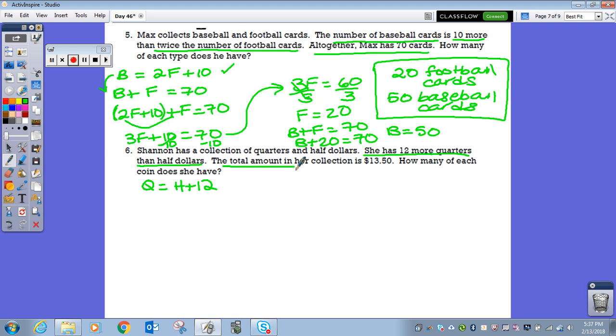Okay, the second sentence, the total amount in her collection is $13.50. That's going to create my second equation, right? So my total is $13.50. Okay, I'm not just going to write Q plus H like I did in the last problem, though. This is a money amount, so I need to make sure that I write exactly how much a quarter and a half dollar is worth, right? So I know that a quarter is 25 cents, so I'm going to write 0.25 Q. Okay, I know that a half dollar is worth 50 cents, right? And so I'm going to write 0.50 H, and I had to squeeze that in there, so sorry. 0.25 Q plus 0.50 H is equal to $13.50. So there's my two equations.